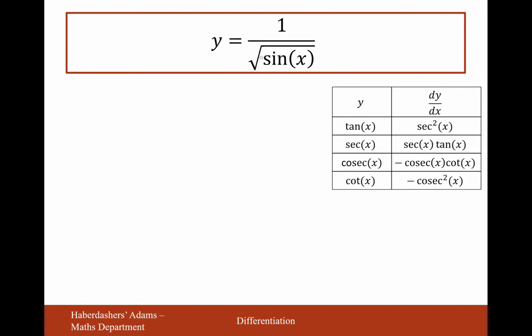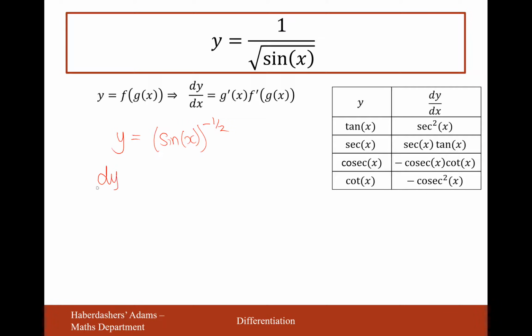Next one, 1 over the square root of sine x. Well, this one's a little bit strange. What we do with this is we deal with this as sine x inside the function to the power of minus a half outside the function. That is how we turn the 1 over the square root of x into an indice. It's to the power of minus half.